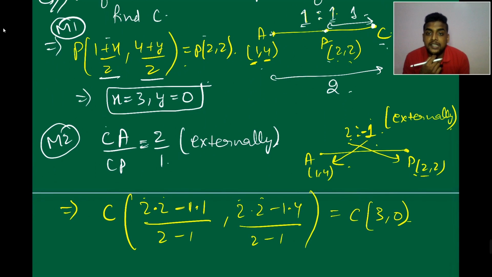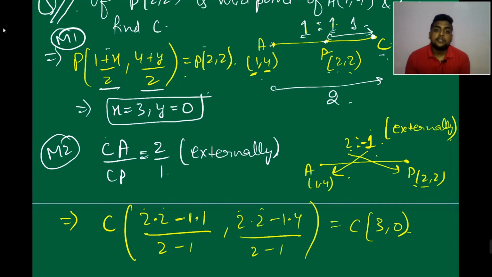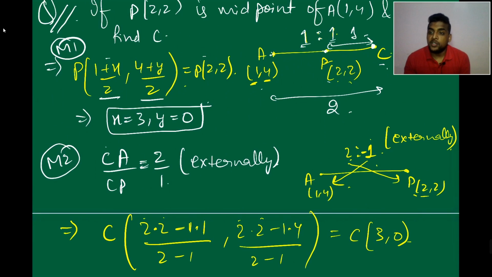It means we can think like this also. Somewhere if a midpoint is given, we can solve internally, we can solve externally, and like this we can proceed. So hence the section formula is finished.